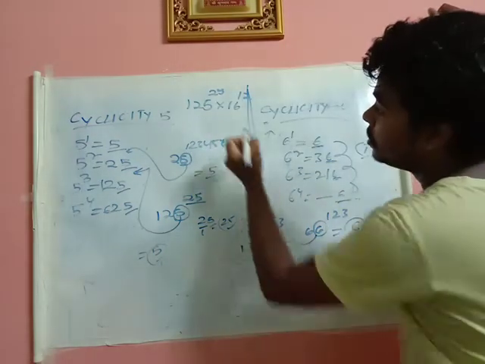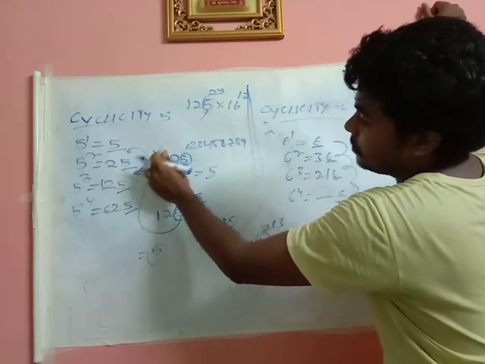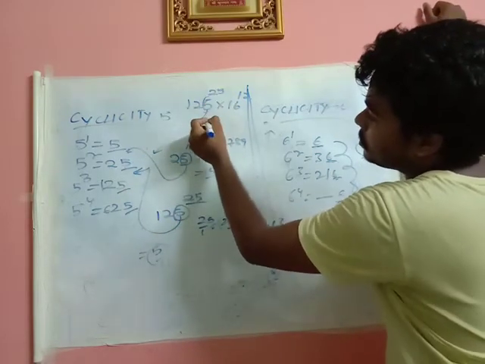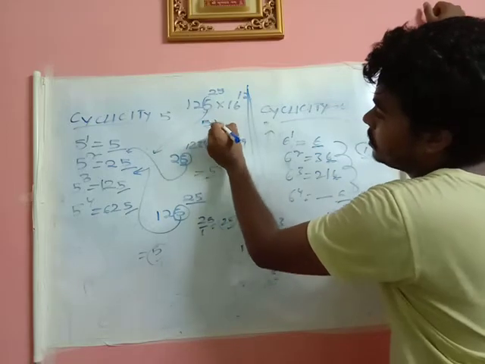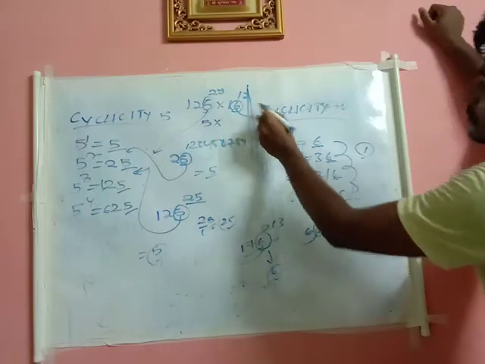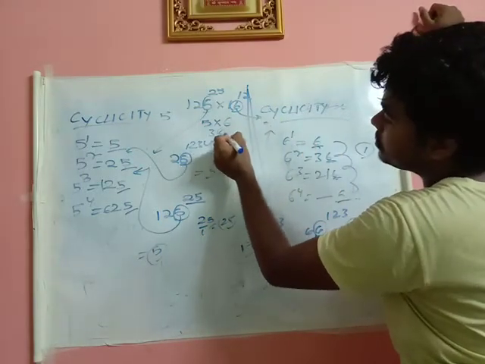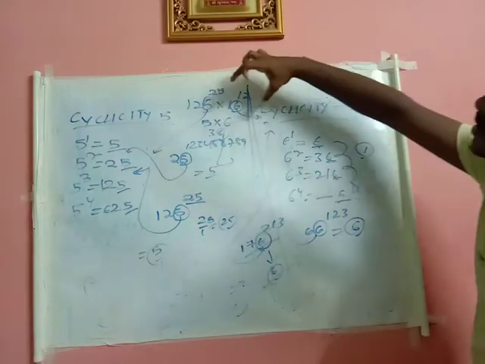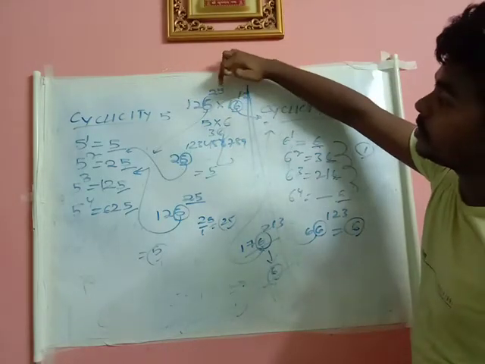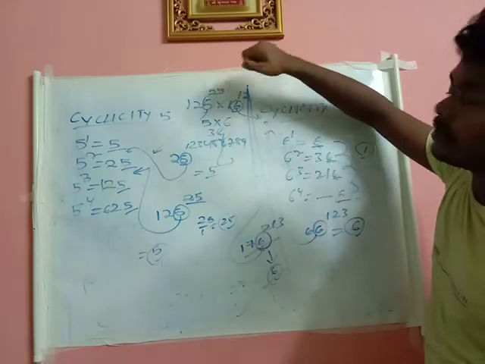How can you find it? Here the unit digit is 5, so you can tell that it belongs to the cyclicity of 5. Irrespective of the power, the unit digit here is 5. And here, the unit digit is 6, so irrespective of the power, the unit digit is 6. So 5 into 6 is 30, so 0 is the unit digit. So 0 is the unit digit of 125 power 25 into 16 power 12.